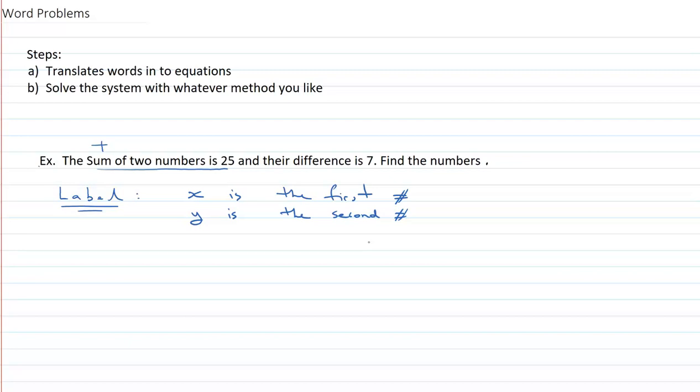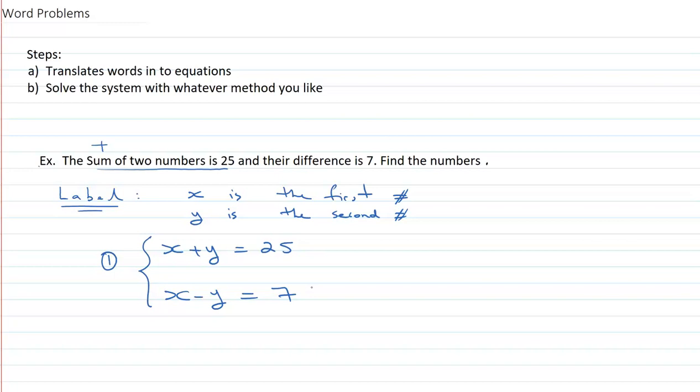Okay, let's go through and do the translation. Sum of the two numbers. Very good. Equation 1 is basically x plus y equals 25, because you're adding them. The difference of the two numbers. Now in this case, it doesn't matter which one is first or second. The difference is subtraction: x minus y, and that's equal to 7. Simple as that. And the question is, what are the numbers?